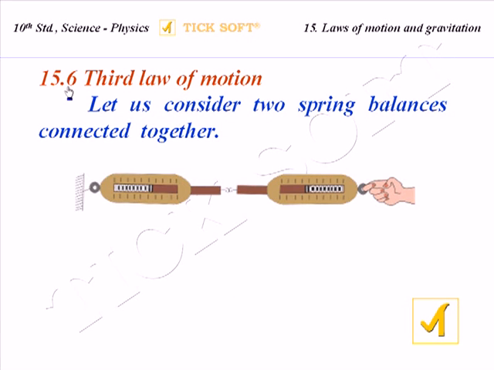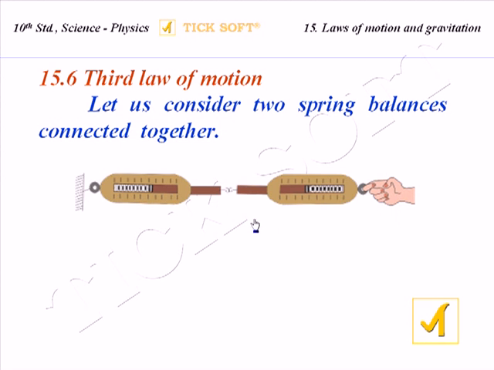Now we see the third law of motion. Let us consider two spring balances connected together. Here the two spring balances are connected together and we apply a force with the finger. We pull this spring balance. The reading in the spring balance will change because we pull it.